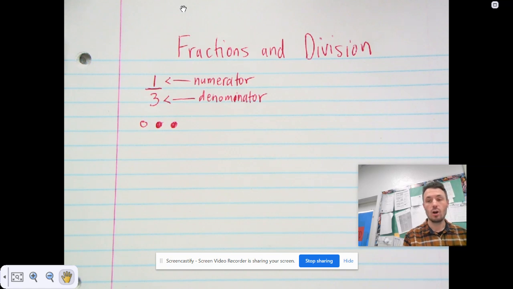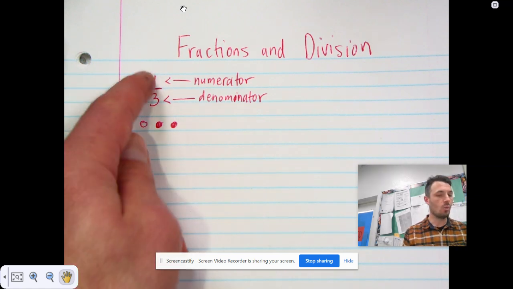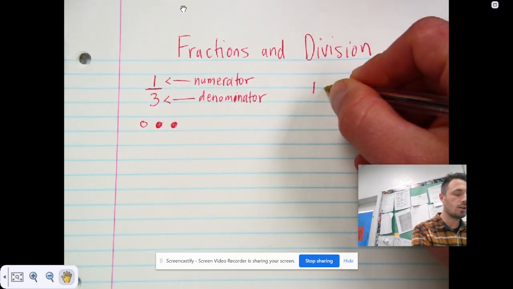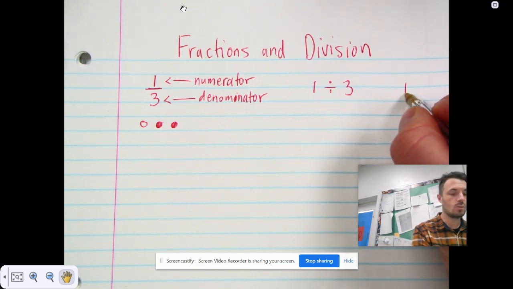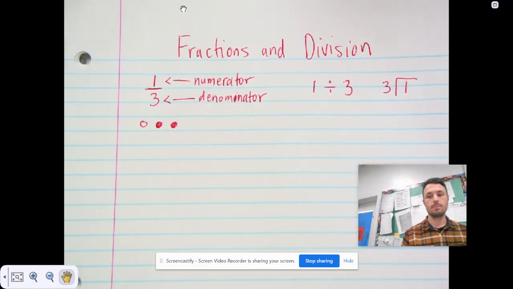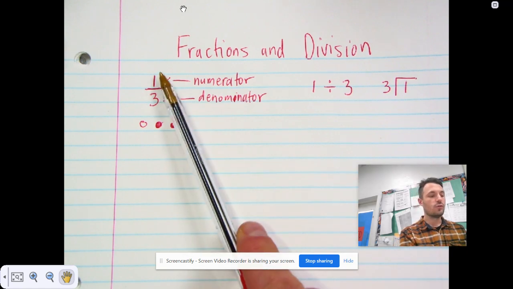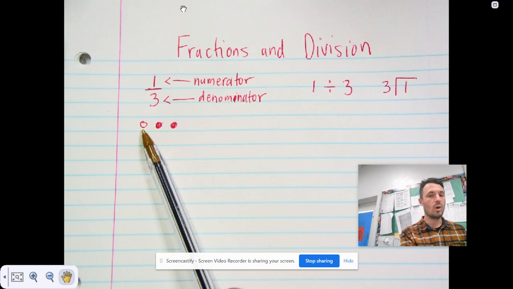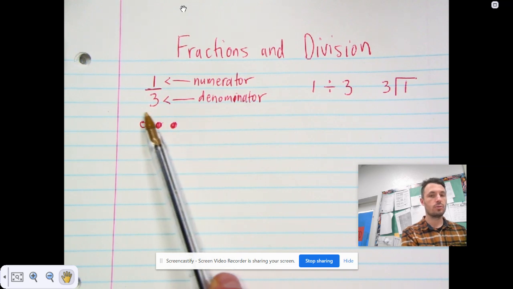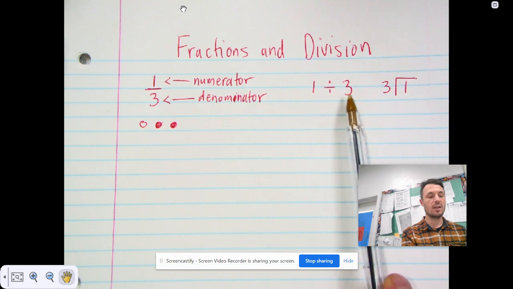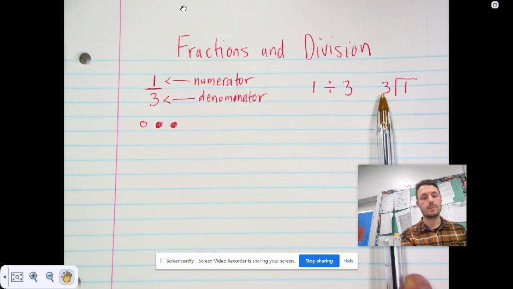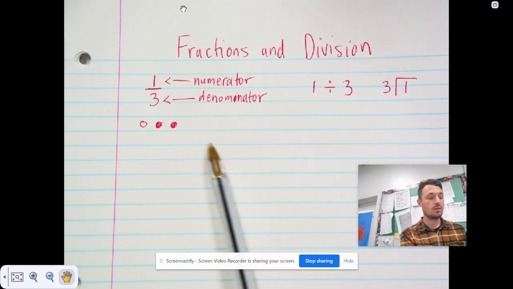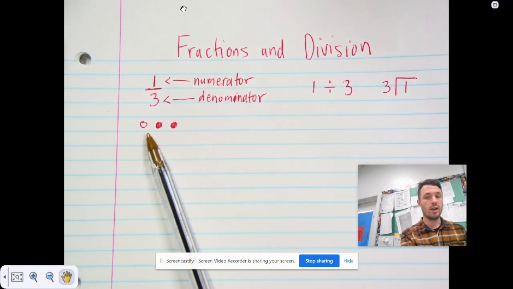Okay, now fractions also relate to division because 1/3 also means 1 divided by 3. So the fraction 1/3 means 1 part of a total 3. It also means 1 divided by 3. And notice this makes sense because if you separated 1 into 3 equal parts, you'd get 1/3, 1 out of the 3 parts.